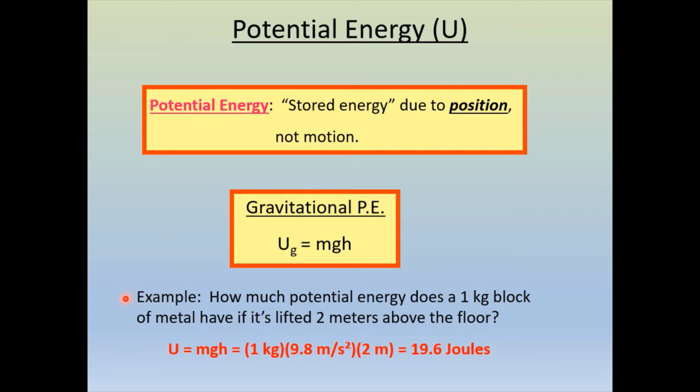So let's just do a quick example here. How much potential energy does a 1 kilogram block of metal have if it's lifted 2 meters above the floor? So U is just equal to mgh, which is 1 kilogram times 9.8 times 2. That's the height, 2 meters. And so this is just 1 times 9.8 times 2, which is 19.6. And the units here are also joules. All types of energy are going to be measured in joules.